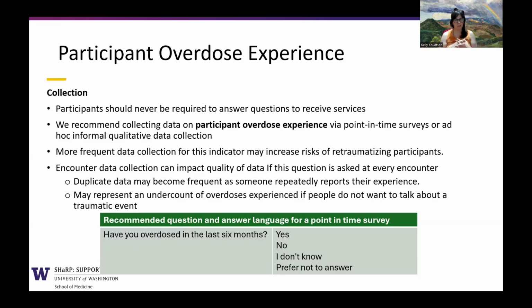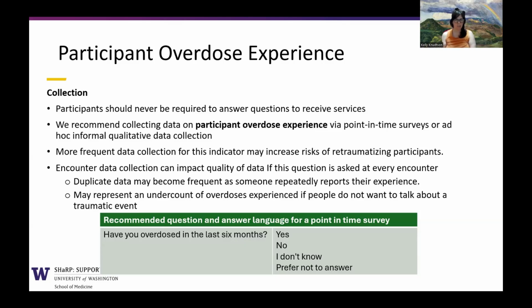You have to consider that you'll likely have duplicate data from folks reporting the same event more than once. And it may also be an undercount if folks are not reporting something that they don't want to talk about. So with the point in time survey, you'd ask a lot less frequently, for instance, annually. And then based on that data, you could get an estimate of what percentage of your population has experienced an overdose, and for instance, in our recommendation, the last 6 months.